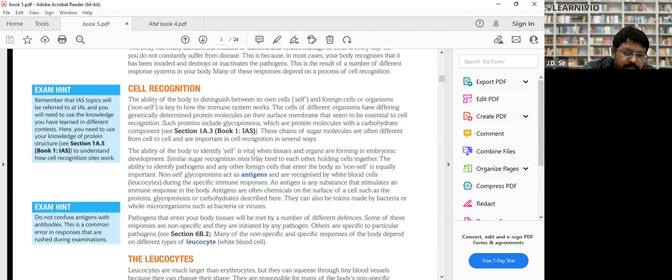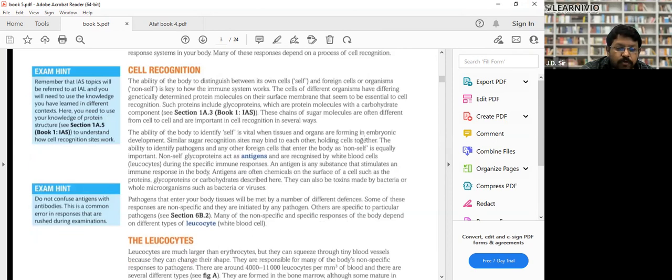When tissues and organs are forming in embryonic development, similar sugar recognition sites may bind the cells together. The ability to identify pathogens and any other foreign body entering the body, non-self, is equally important. Non-self glycoproteins act as antigens. So what is an antigen? It's a structure on the cells. No. The glycoproteins which are not present in our body, that is antigen. Simply, an antigen is anything which is not found in our body, which comes from outside, and due to its entry our body starts making antibodies. That is called it. Got it?